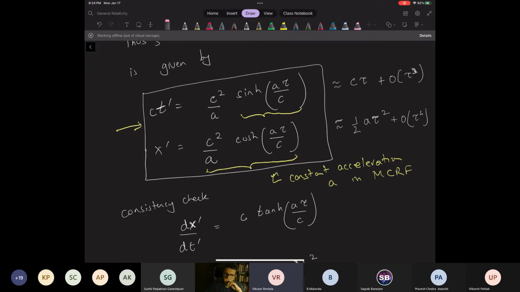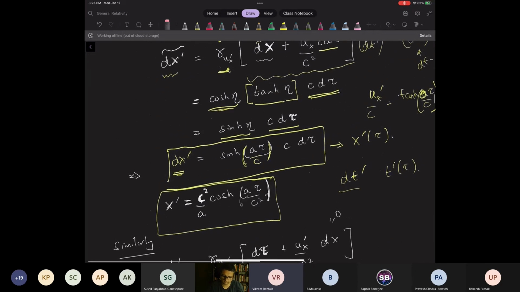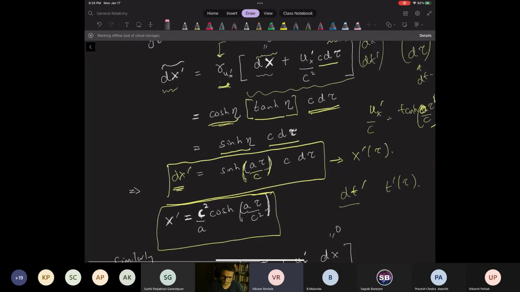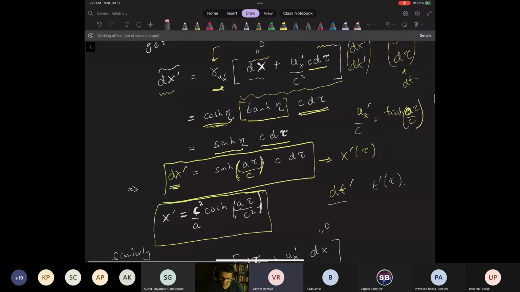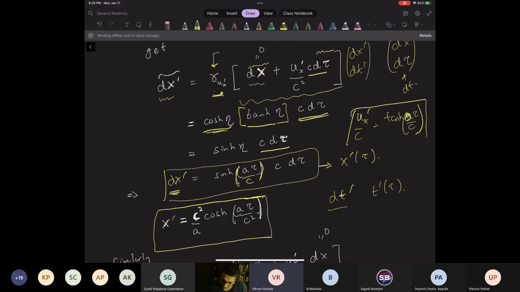Sir, just a small thing. Can you scroll up a little bit? Yeah. You've substituted eta prime as tau by c. Is there a reason we've introduced another c normalization? Here, this c? ux prime by c is equal to tan hyperbolic eta prime, right? This one? Yeah.